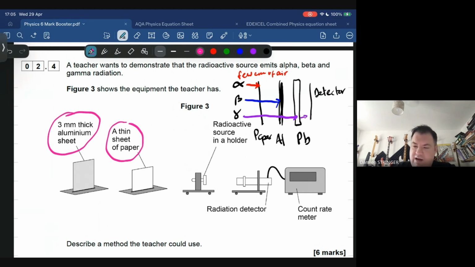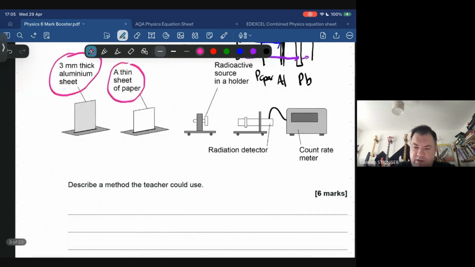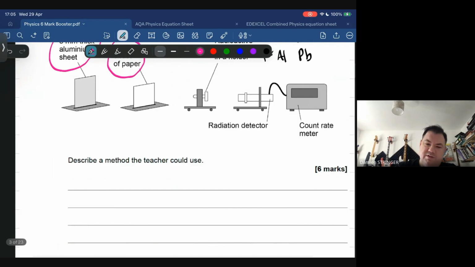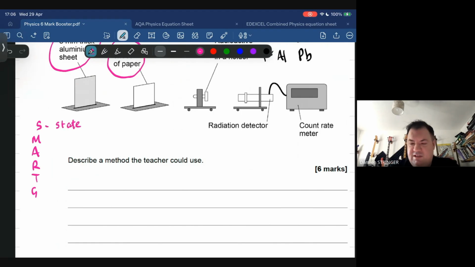So describe a method that they could use. So this is kind of like another one of those smart G kind of things, yeah? So there's nothing against you just writing that on a spare piece of paper. So I normally say state chemicals when it's chemistry, but because this is physics, we're going to state the sources, the radioactive sources. We're going to measure, and that'll be the count rate, I think, because that's what we've been given.